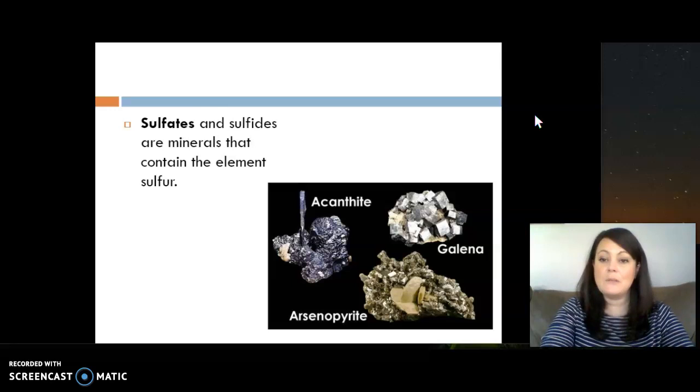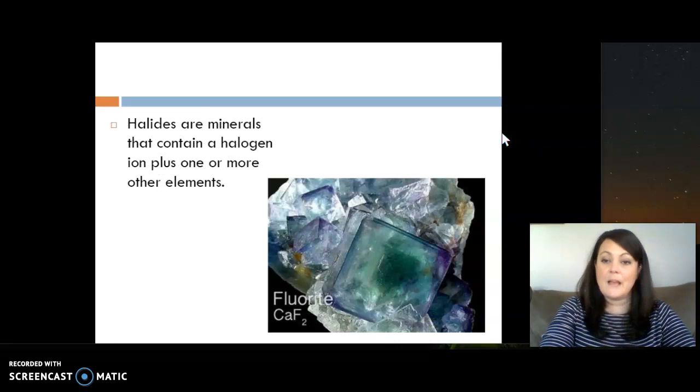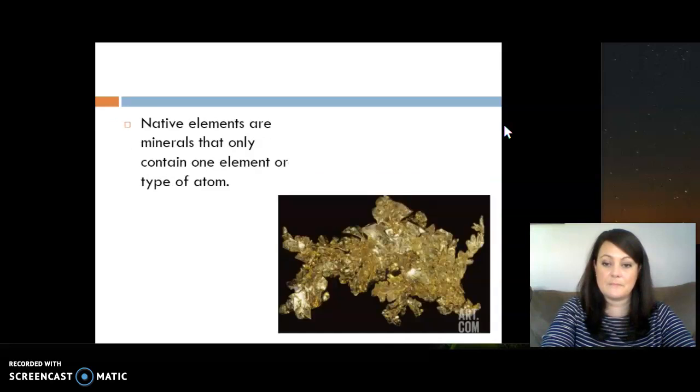Sulfates and sulfides are minerals that contain the element sulfur. They're going to have a distinct smell to them. They are generally shiny, as you can see. And this one right here, galena, is important because it contains sulfur and lead. It's a lead ore, and it is our state mineral. Halides are minerals that contain a halogen ion plus one or more other elements. Native elements are minerals that contain only one type of element, such as gold or silver or copper. Those would be considered native elements.